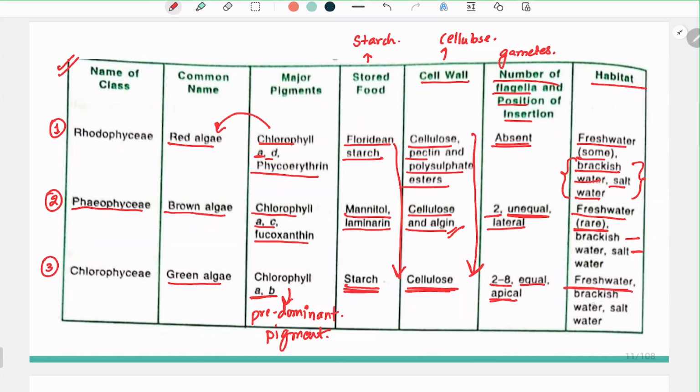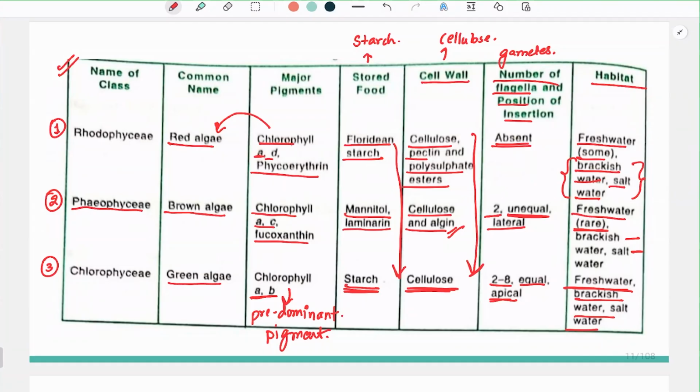They are present in freshwater, brackish water, and saltwater. So we can see that Chlorophyceae is seen in most of the places: freshwater, brackish water, saltwater. But Phaeophyceae is rarely seen in freshwater. So if a question asks to name an alga in which two unequal flagella are present, we can surely say that it is Phaeophyceae. An alga which is rarely seen in freshwater, the term rarely will indicate Phaeophyceae. And if some of the algae are seen in freshwater, it is Rhodophyceae.